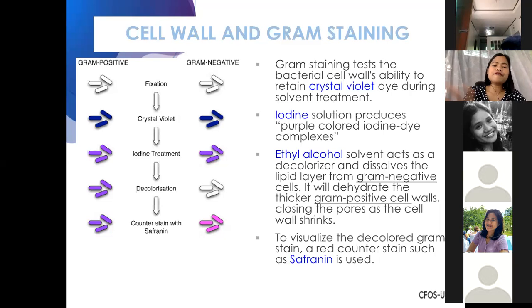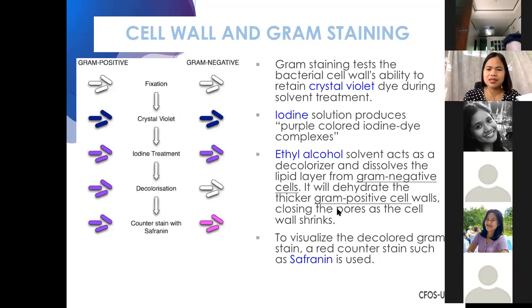Then after that, you add the iodine. So why do you add the iodine? What is the purpose of iodine? It's called a mordant, M-O-R-D-A-N. It serves as a mordant. What is the definition of a mordant? Can any of you give the meaning of a mordant? It's the one that fixes the dye. It makes your dye stay further in the cell wall. So it forms a crystal violet iodine complex in the cell wall.